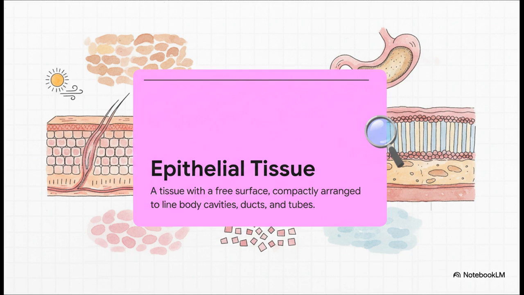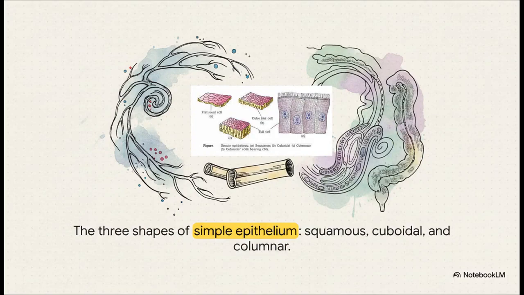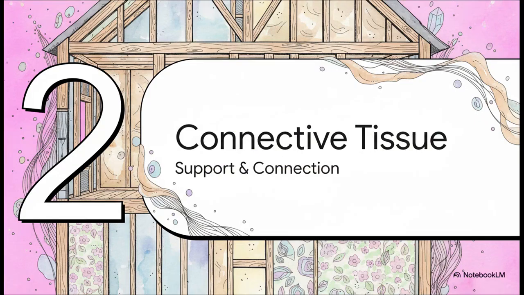That means one side is facing the outside world, like our skin, or it's facing an open space inside the body, like the lining of your throat. And the cells are packed together super tightly, with almost no space in between, which creates a perfect protective barrier. Now, what's really cool is how the shape of these cells totally matches their job. This is what we call simple epithelium, just a single layer of cells. You've got these flat, kind of pancake-like squamous cells, which are perfect for places where stuff needs to pass through easily, like in our blood vessels. Then you have these cube-like, cuboidal cells you find in glands, and these tall, skinny columnar cells that line our intestines. Form follows function.